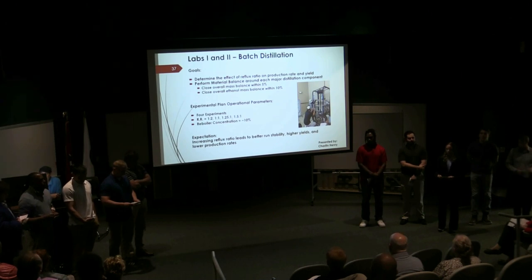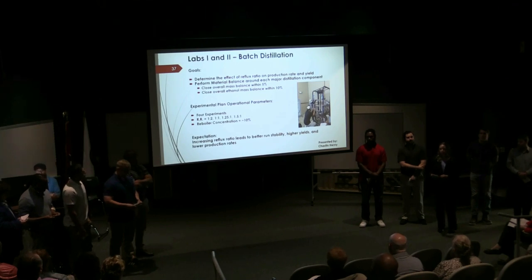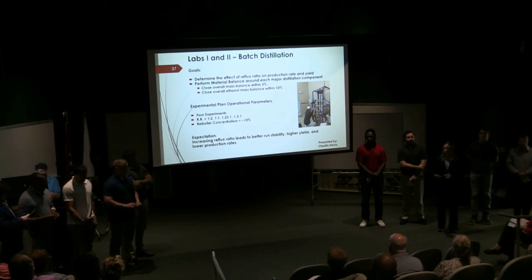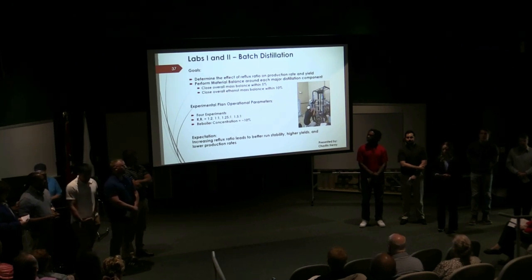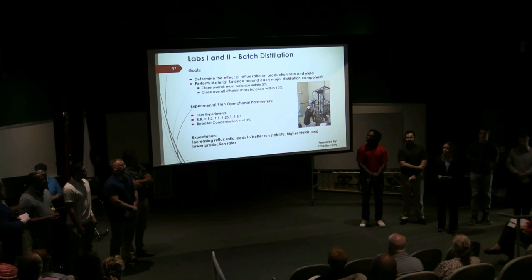To accomplish these goals, our class planned 4 experiments running 4 different reflux ratios. We expected the higher the reflux ratio, the higher the yield, and the lower the production rate. The reason for this being, at a higher reflux ratio, we divert more product to the top of the column, which stabilizes temperature but decreases production.